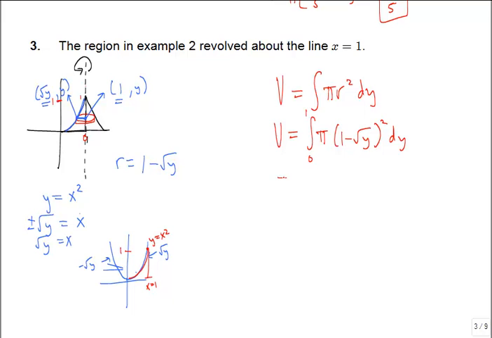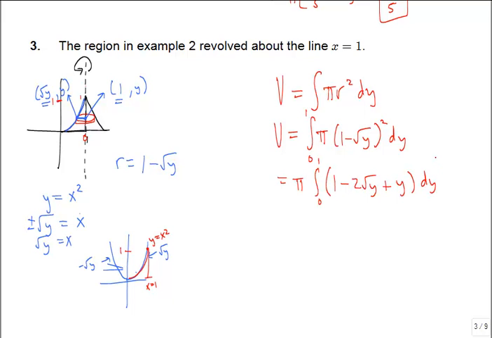So now to integrate, let's pull out our pi. And I'm going to go ahead and square this quantity out. So 1 squared stays 1. In the middle, I'm going to get a minus 2 square root of y, and then a square root of y times a square root of y becomes a positive y.